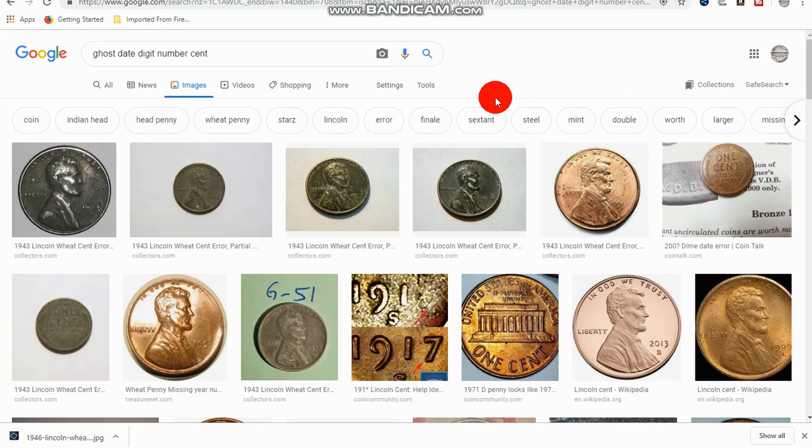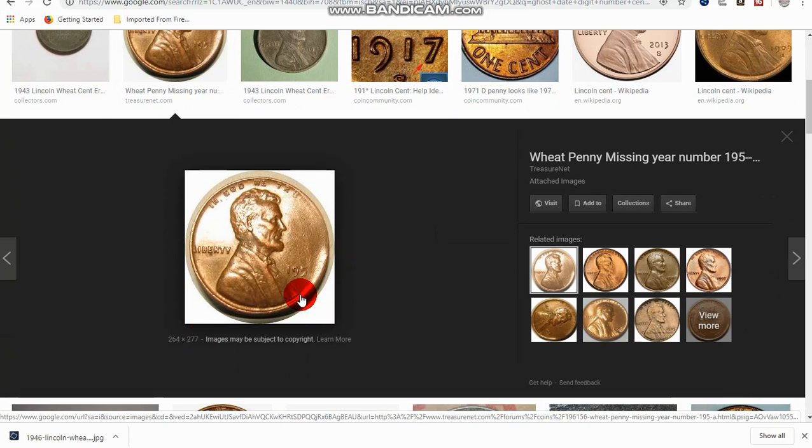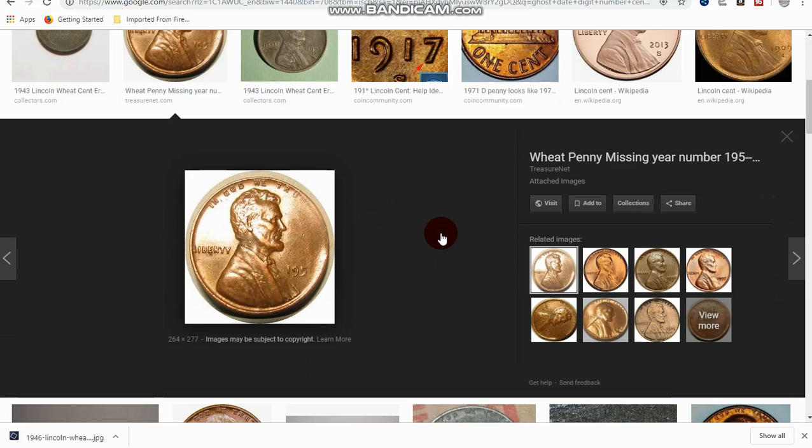Another thing to look up: if you do a Google search for ghost date digit or numbers on cents, you'll see a lot of 1940s, 1943s especially. You'll see some coins that are possibly damaged. So what you run into are damaged coins, struck-through grease coins, or a date digit that was struck weak and just worn down from circulation. That's what you find in these scenarios on these coins.